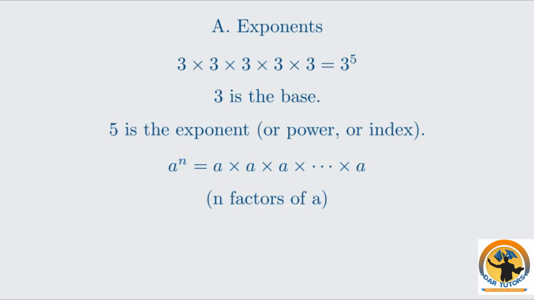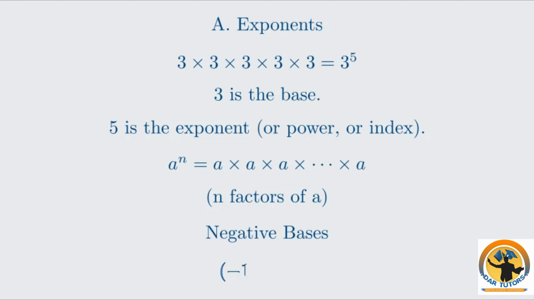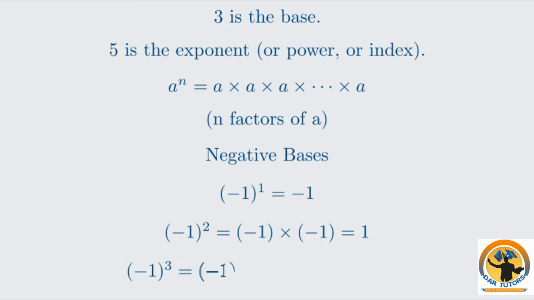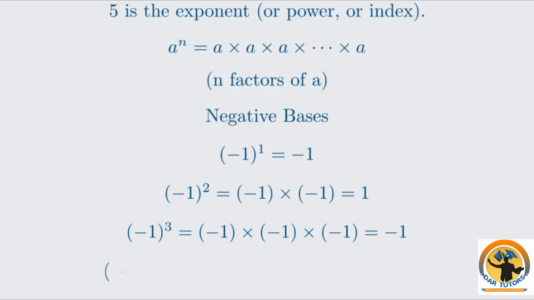Let's look at how negative bases behave. This is a common area for mistakes. Consider negative 1. Negative 1 to the power of 1 is negative 1. Negative 1 squared is negative 1 times negative 1, which is positive 1. Negative 1 cubed is negative 1. And negative 1 to the power of 4 is positive 1. Do you see a pattern here?